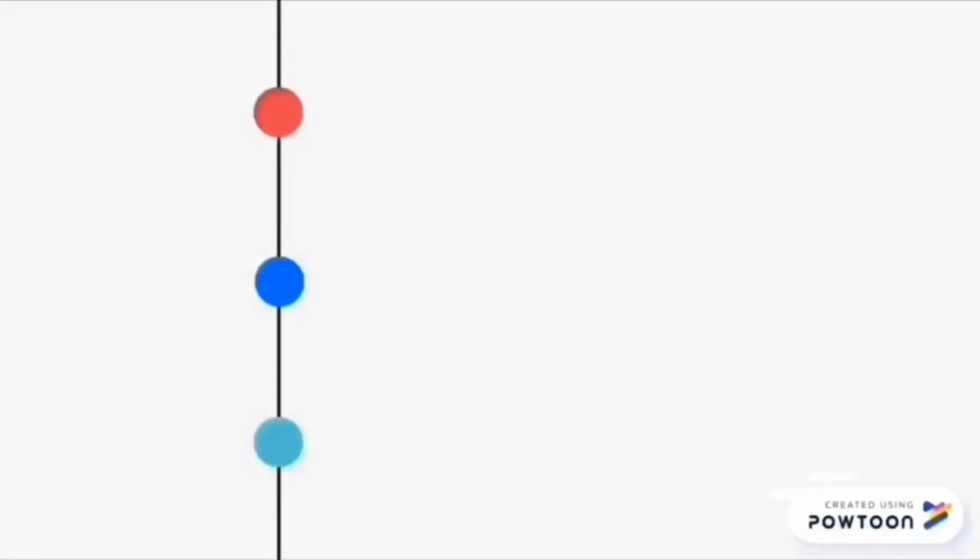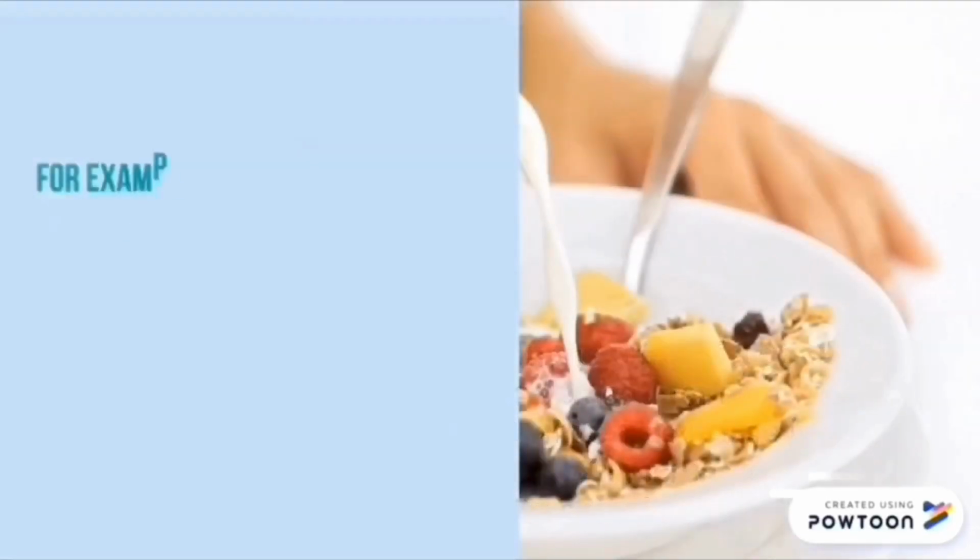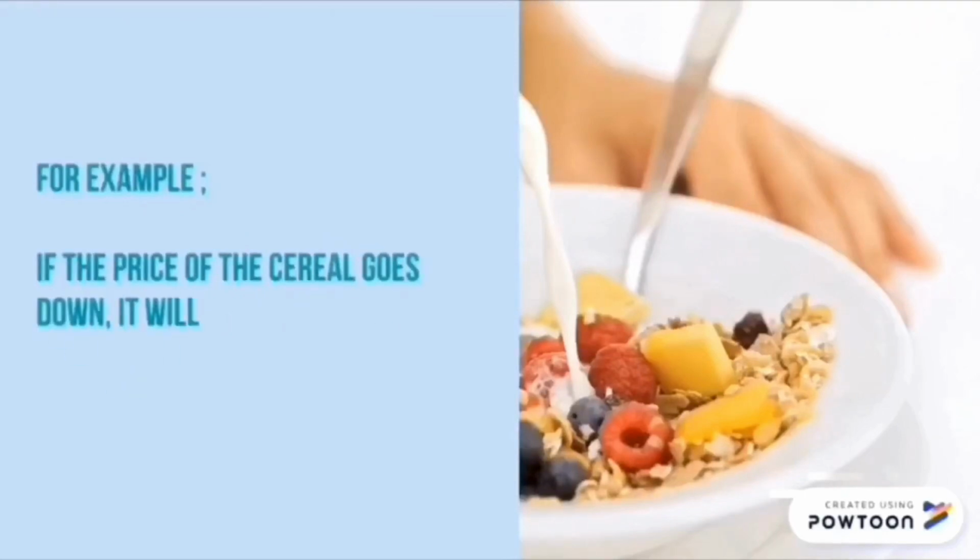Next is complements. Complements are goods that are used jointly. An increase in the price of a good will decrease demand for its complement, while a decrease in the price of a good will increase demand for its complement. For example, if the price of cereal goes down, it will increase the demand for almond milk or milk.